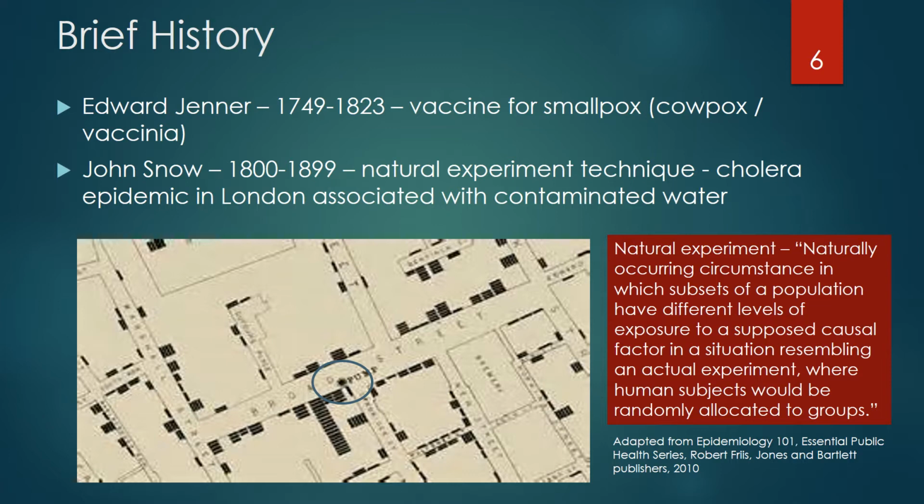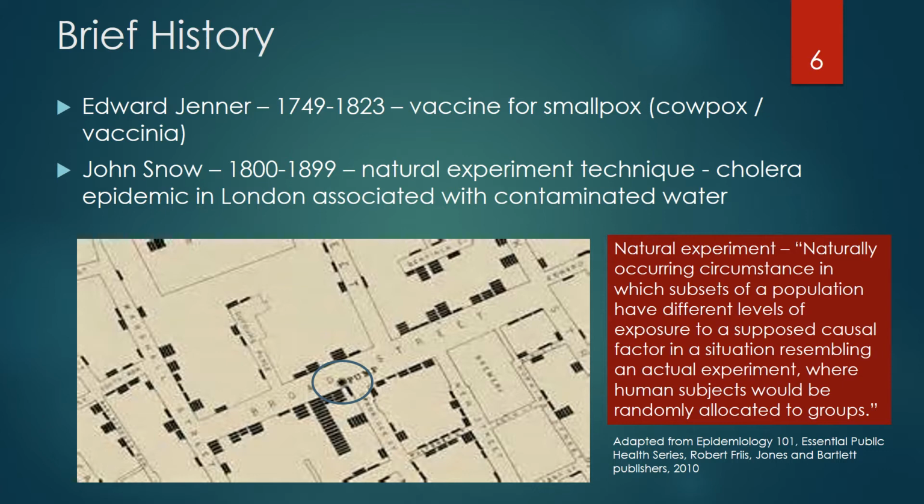John Snow, 1800 to 1899 CE, was an anesthesiologist by training. He studied the cholera epidemic in London and identified the cause, contaminated water, associated with the Broad Street pump circled on the map. Each mark on the map is the physical location of a case of cholera and helped Snow deduce that the pump was essentially the geographic center of the epidemic and could likely be the culprit.